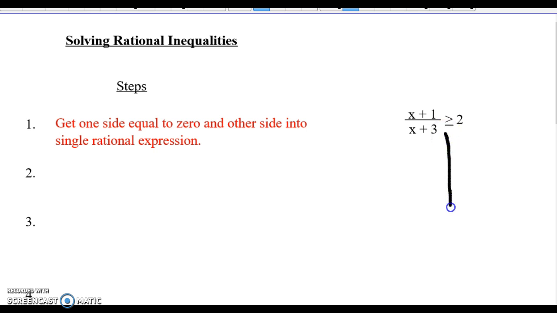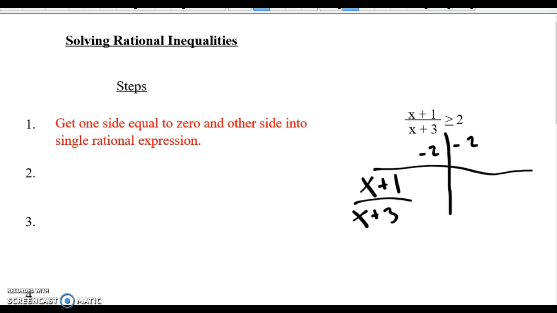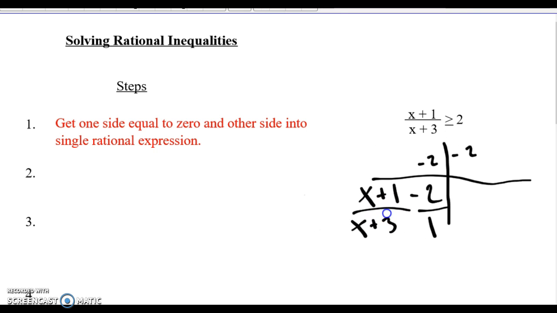Okay, so let's move this 2 over here. You can't just multiply that into the top or squash it in. So I've got (x + 1)/(x + 3) minus 2/1. You're like, why'd you put the 2 over 1? Well, because it's going to help us in a little while. So now I've got it still greater than or equal to, now 0.